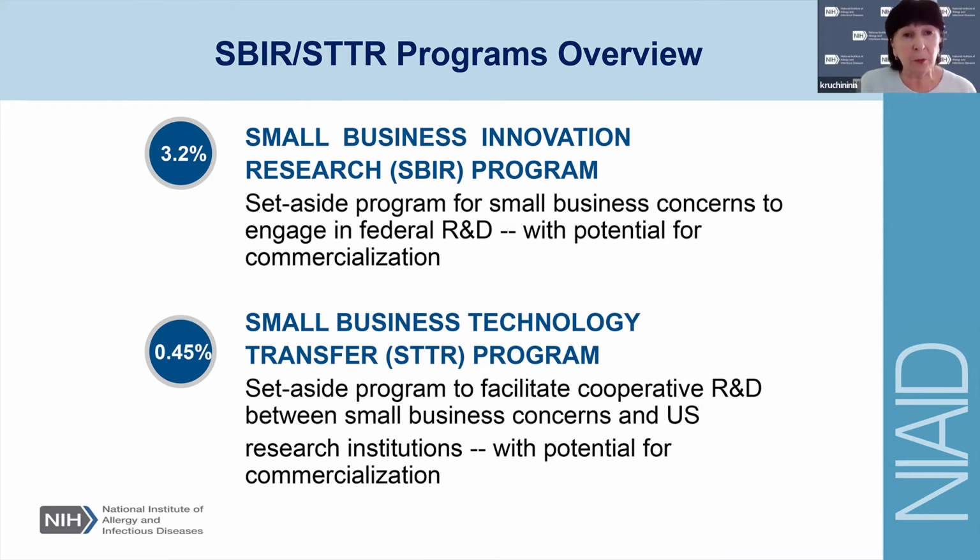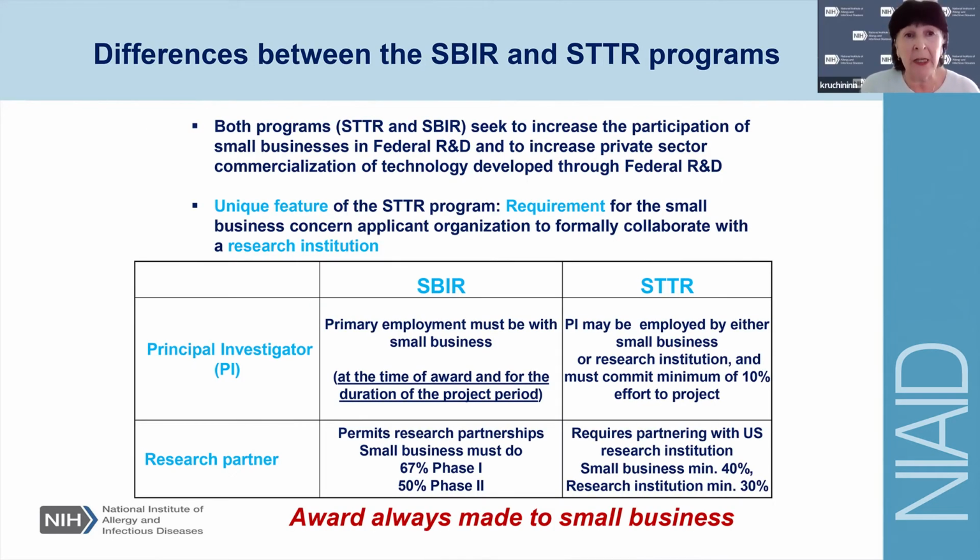Today we're talking about the small business programs at NIH, the SBIR and STTR programs, both set-aside programs. Set-aside means that federal agencies by law need to set aside a certain percentage of money to support only SBIR and STTR grants, contracts, and cooperative agreements: 3.2% for SBIR, 0.45% for STTR. Both programs have potential for commercialization. This is a very unique characteristic of the SBIR and STTR programs.